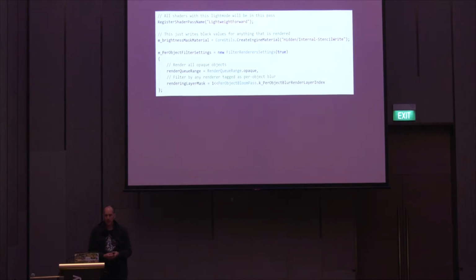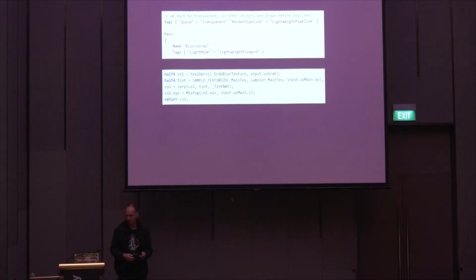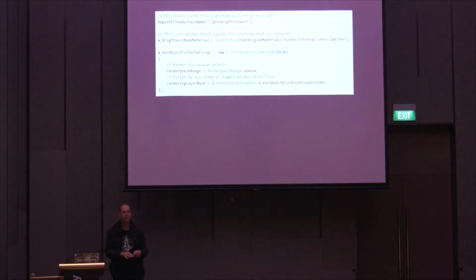The first step here is when I say register shader pass name. What I'm saying here is this pass is going to be interested in rendering these shader passes. In the shader I showed you before, I'll just quickly skip back to it. Remember how we said our light mode is lightweight forward? That's going to make sure that this shader gets rendered. Any standard shader in the lightweight render pipeline has this tag. So when I say register shader pass name, I'm just saying please render the default shaders in the lightweight render pipeline. You can make your own tags and do techniques with that.